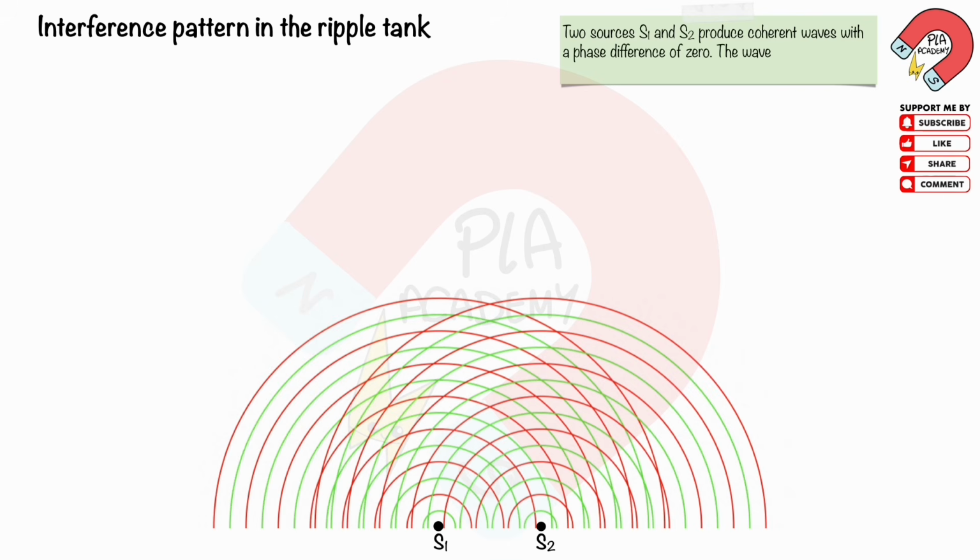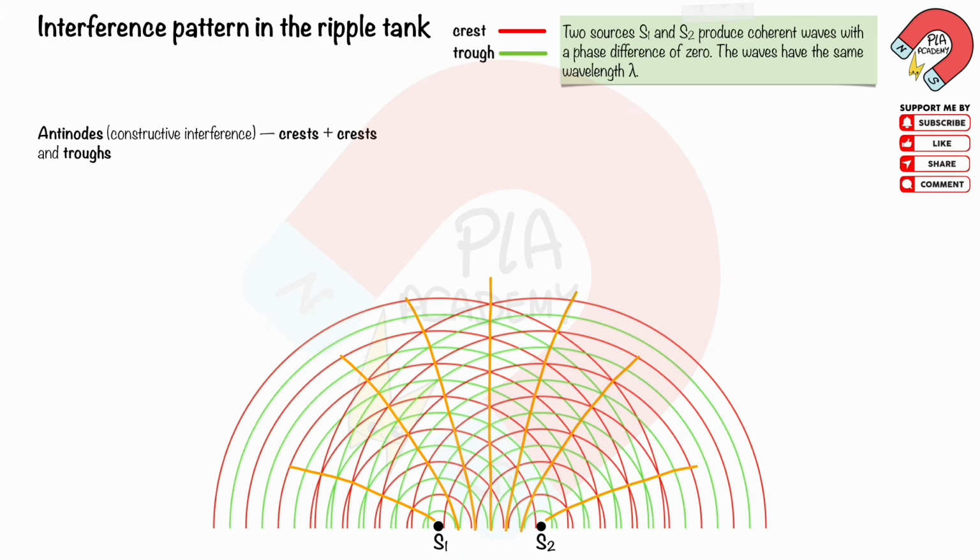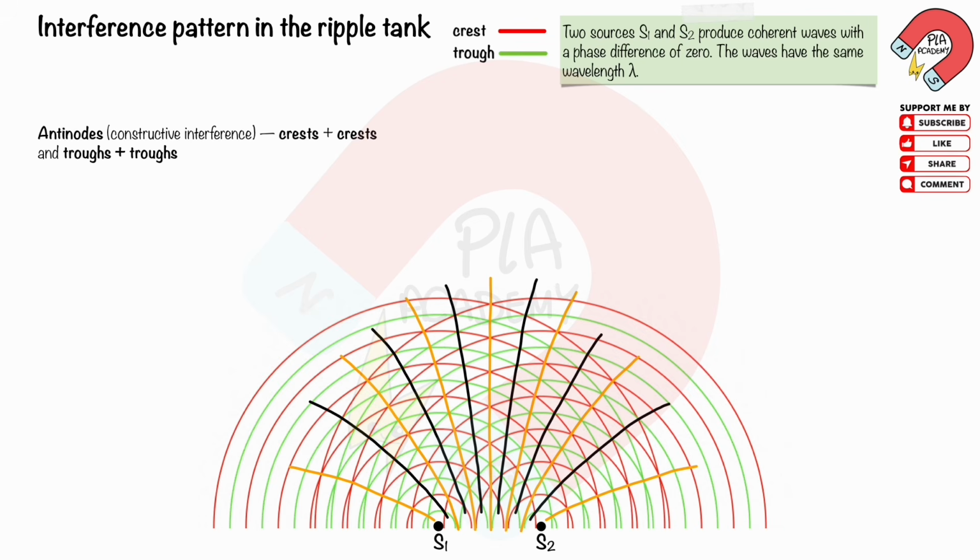Two sources S1 and S2 produce coherent waves, with a phase difference of 0. The waves have the same wavelength lambda. Given the red line represents the crest, and the green line represents the trough. Along the yellow lines are locations of constructive interference, resulting in antinodes. These points are formed by the superposition of wave crests with crests, or wave troughs with troughs. Along the black lines are locations of destructive interference, resulting in nodes. These points are formed by the superposition of wave crests with troughs.